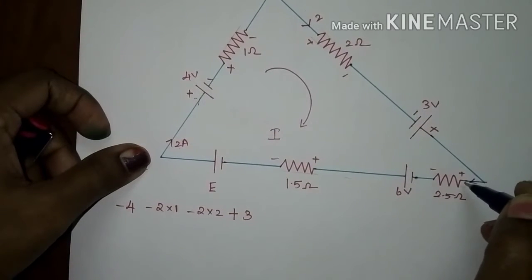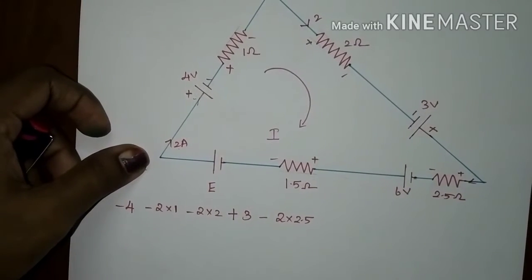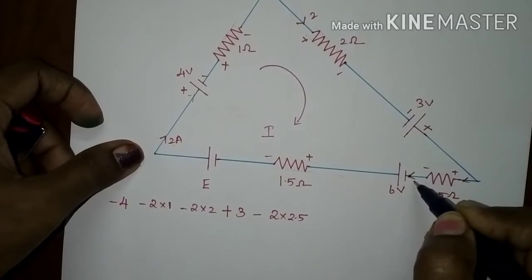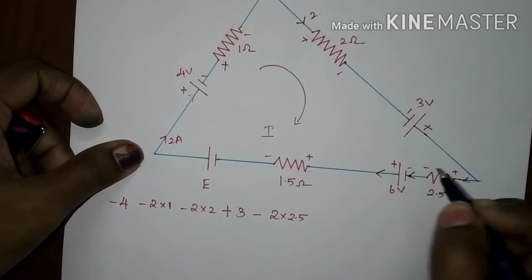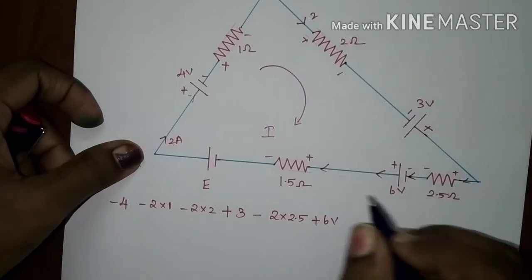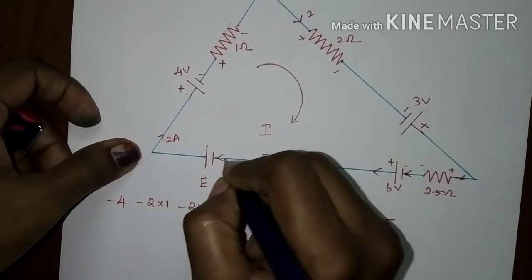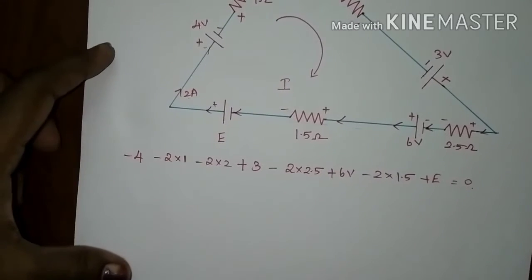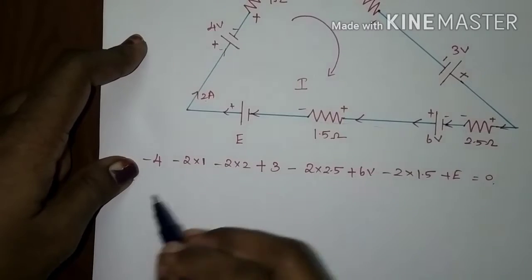The current will enter this resistance, so minus 2 into 2.5, right? And the current is entering negative and leaving positive, it is a potential rise, so plus 6 volt. Here the 2 ampere current will enter positive, so minus 2 into 1.5, and leaving positive, so plus E is equal to 0.